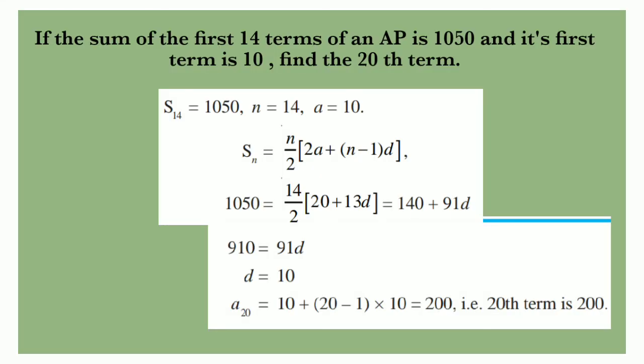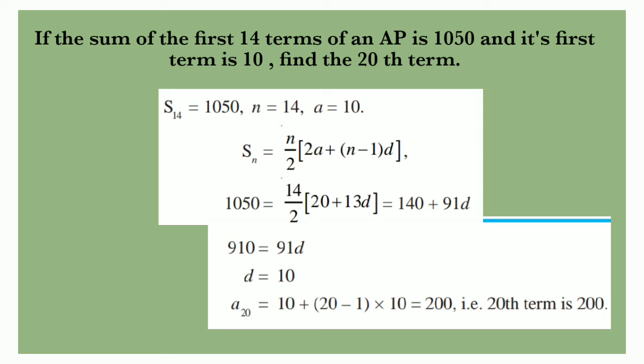The next problem: if the sum of the first 14 terms of an AP is 1050 and its first term is 10, find the 20th term. Okay, so the question is very clear here. The sum of 14 terms, that means S14, is given, equal to 1050, and n equals 14, and the first term a equals 10. Then we have to find a20.